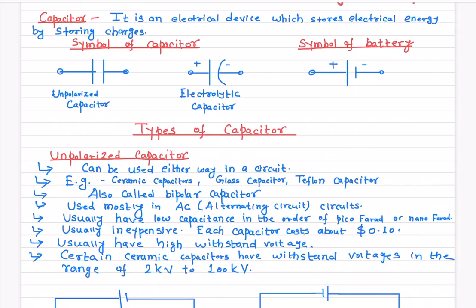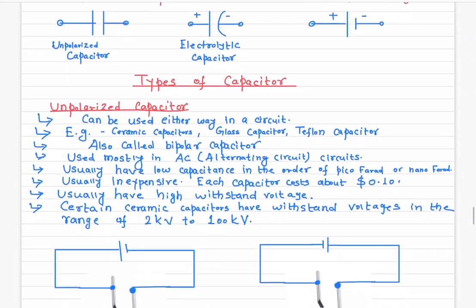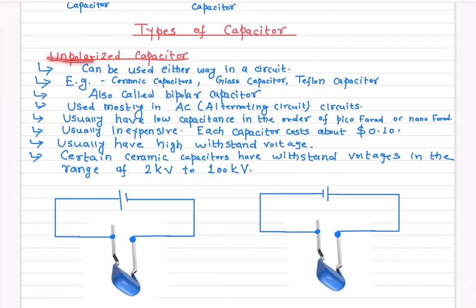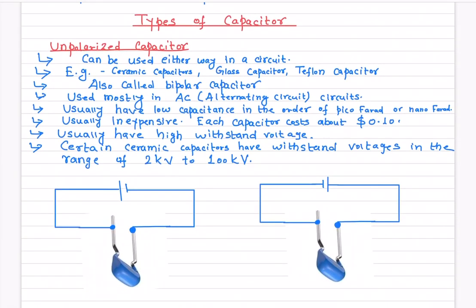There are varieties of capacitors, but in this video I'll only talk about two types: the unpolarized capacitor and the electrolytic capacitor. As the term says, unpolarized capacitor means it can be used either way in a circuit. You do not have to worry about the positive and negative terminal. You just connect it, just like a resistor. You do not look at which is a positive terminal or a negative terminal. You just connect them in a circuit.